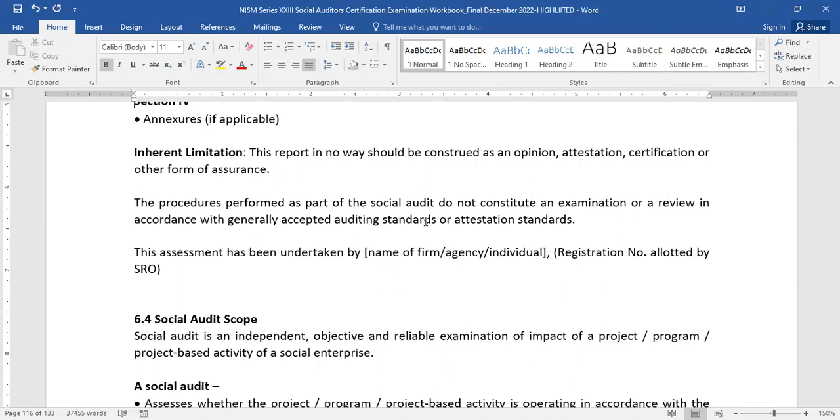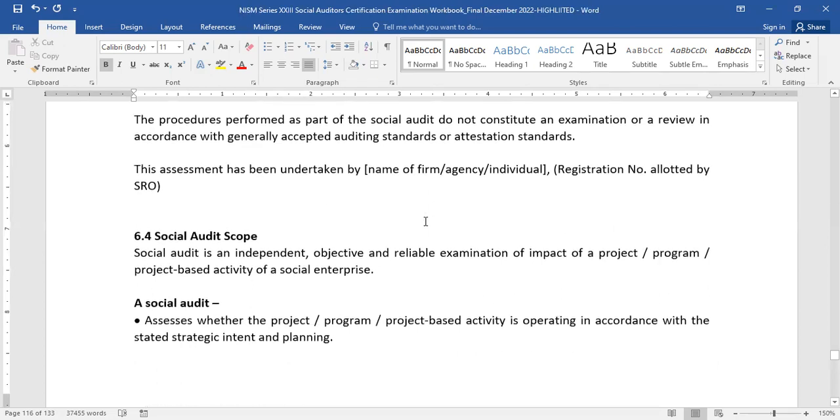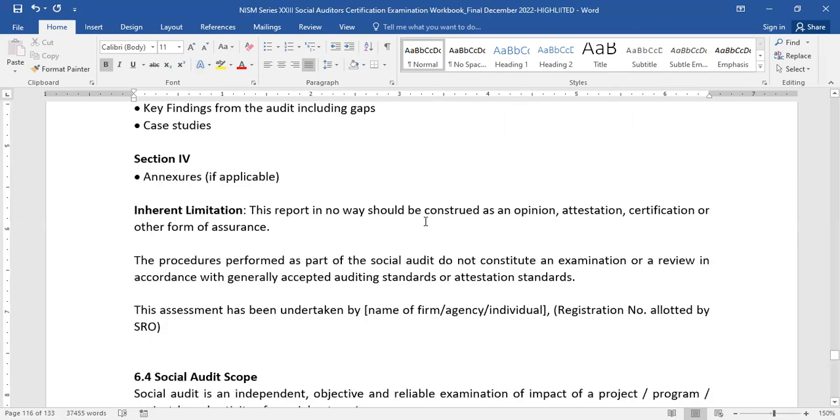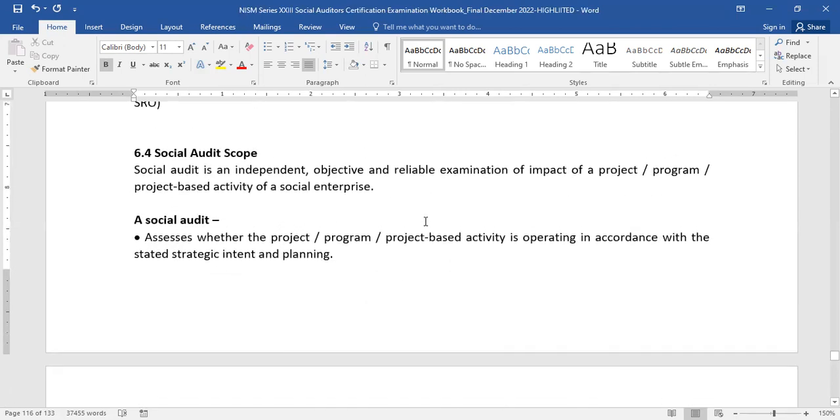This assessment has been undertaken by name of the firm या agency या individual, उसका registration number allotted by the SRO होना चाहिए और ये सब चीजें उसके साथ नाम और पता होना चाहिए, signature होनी चाहिए. तो this may be a sample audit report we have discussed. Now, social audit scope क्या हो सकता है?